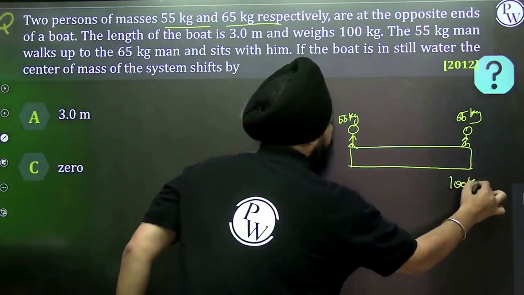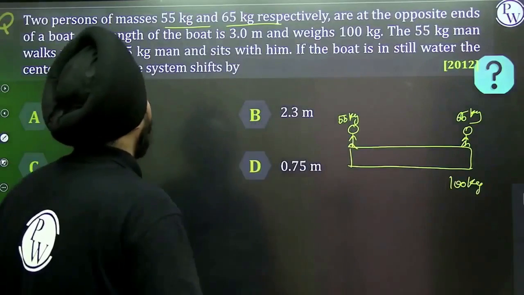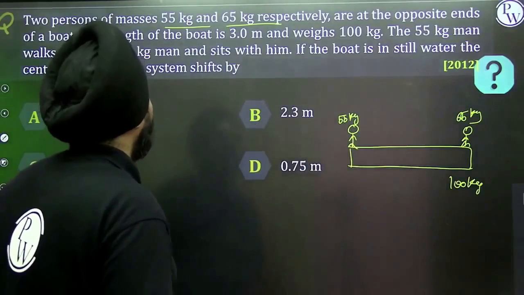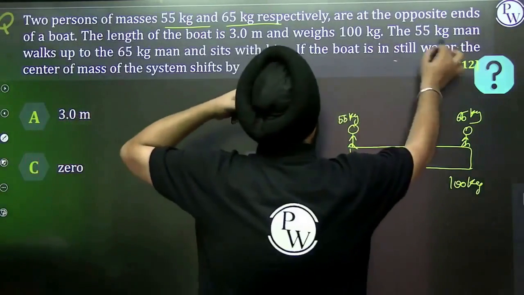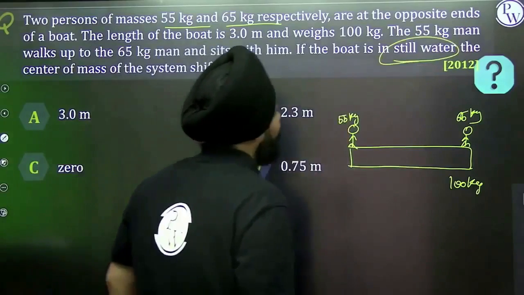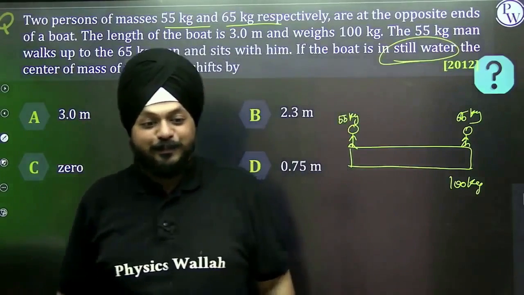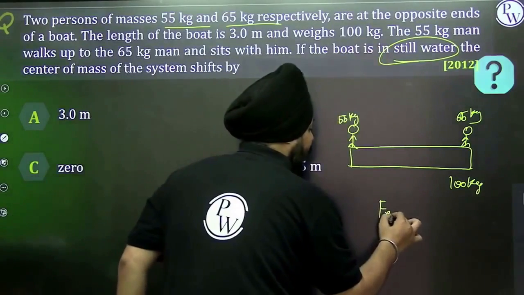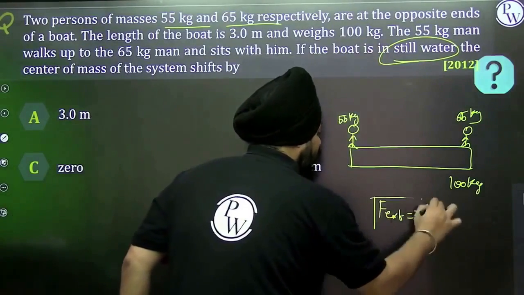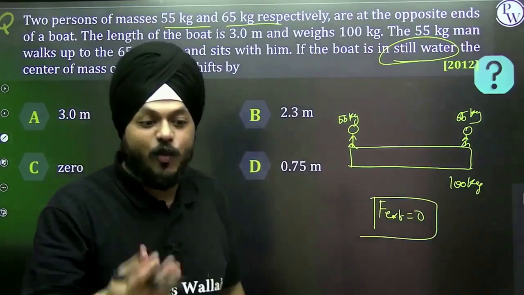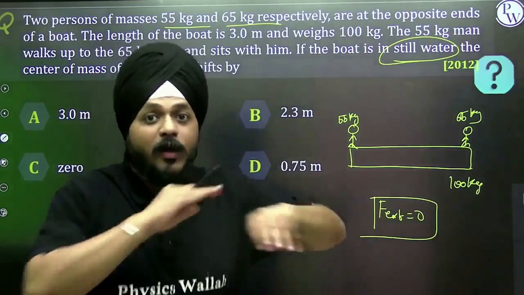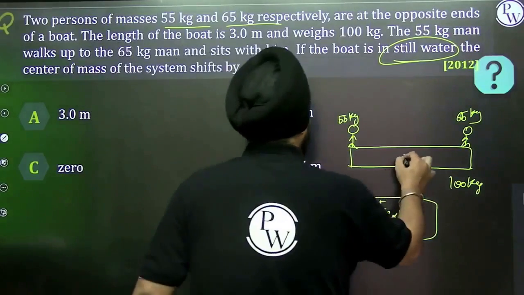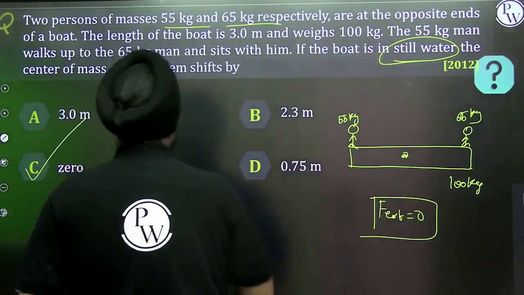Now both are moving nearer to each other. If the boat is in still water, the center of mass shifts by how much? The boat is in still water, so the net external force on the system is 0. Is the center of mass of this system going to shift? No. The correct answer is 0.